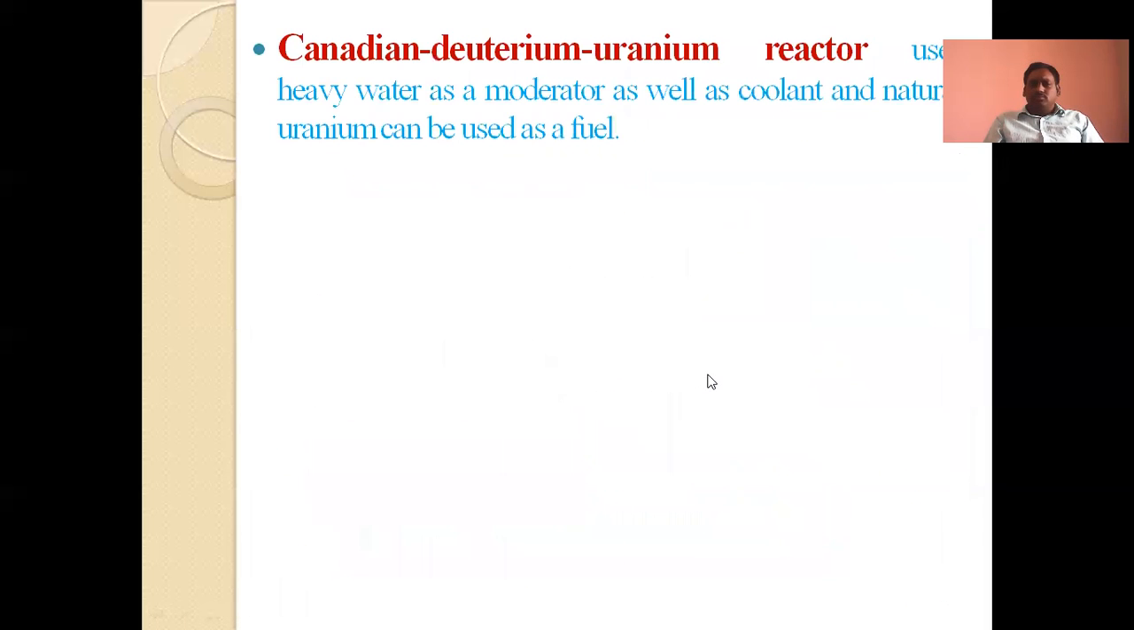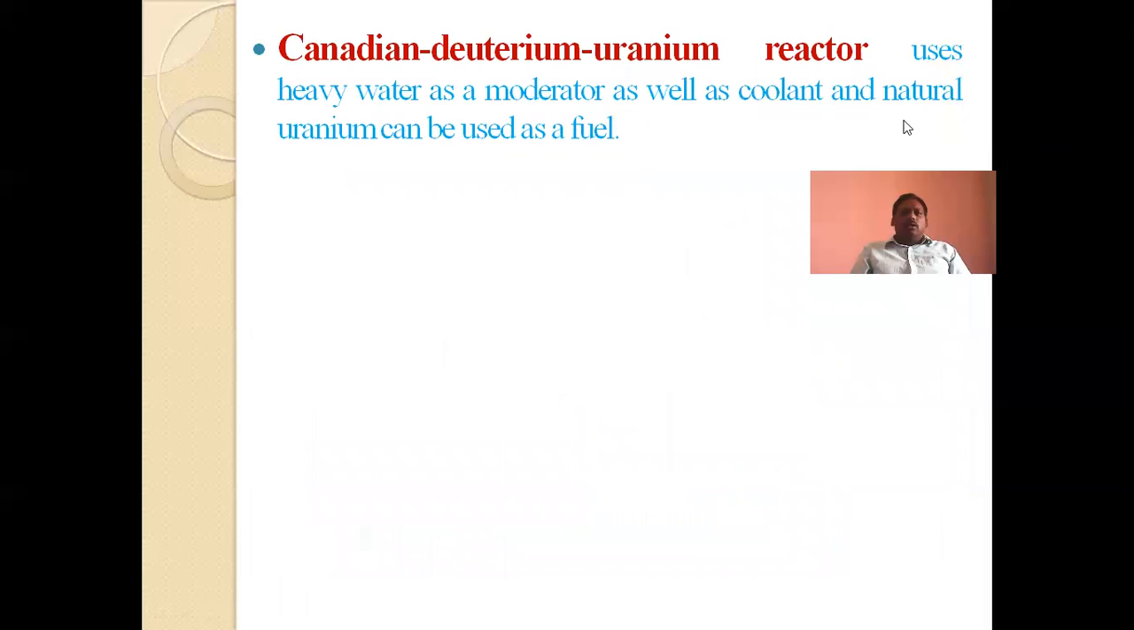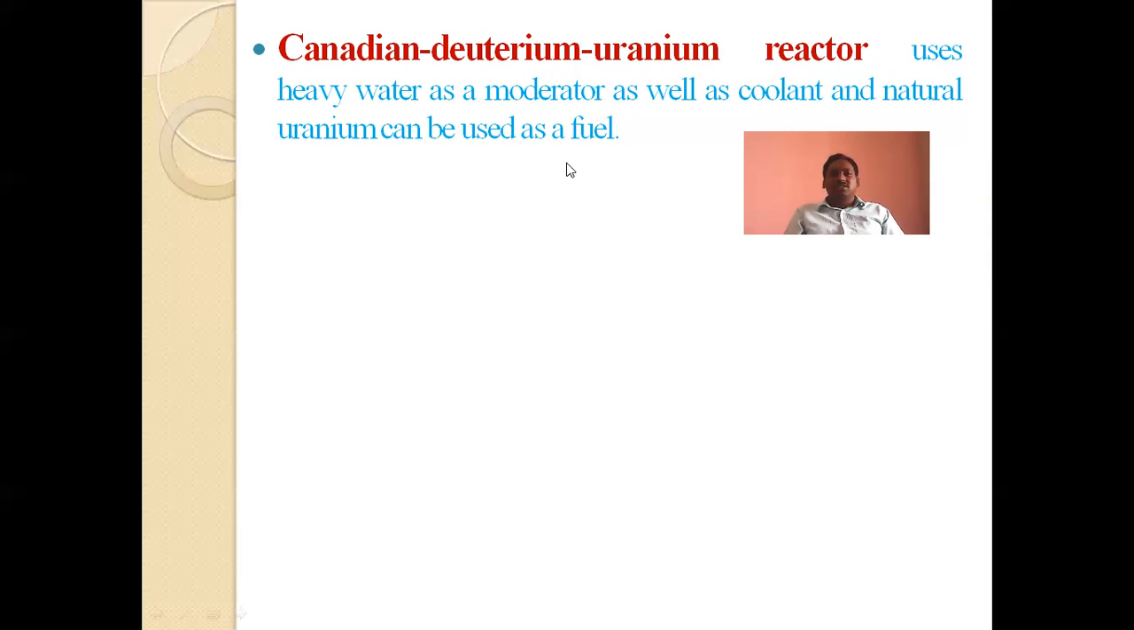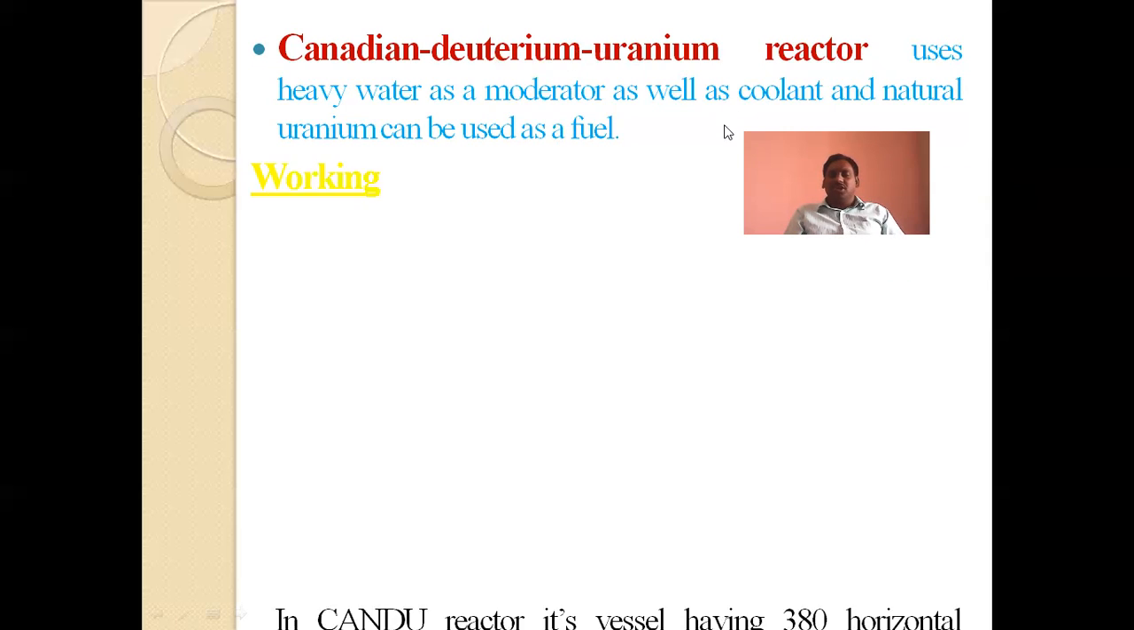This CANDU reactor, Canadian deuterium uranium reactor, uses heavy water as a moderator as well as coolant. Here the moderator is pressurized, and natural uranium can be used, there is no enriched uranium. That's why fuel cost is reduced. The cost of fuel generation is reduced because here it is natural uranium, pure uranium. There is no enriched uranium here. So this is the Canadian deuterium uranium reactor.